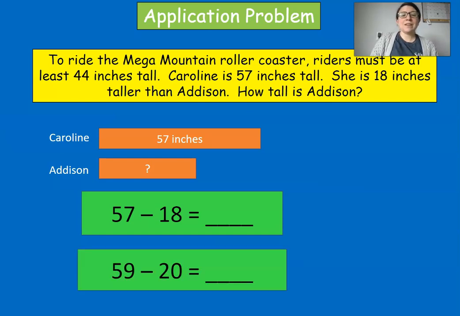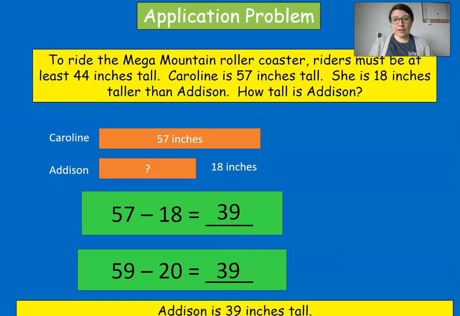Very good. So we can use the compensation strategy. Remember, what we do to one, we have to do to the other. So if we add 2 to 18 to get to that even 20, we have to add 2 to 57 to get to 59. And that's a little bit easier for our brains to add. So 59 minus 20 gives us 39. So Addison is 39 inches tall. Okay, keep that in your brain.